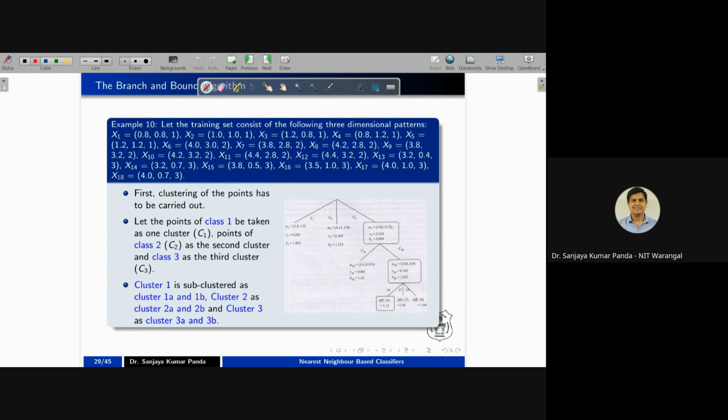So x1, x2, x3, x4, and x5 belong to class 1. Similarly x6 to x12 belong to class 2, and the rest belong to class 3. In this way we have made 3 different classes, groups or clusters. Now cluster 1 is divided into subclusters, cluster 2 is also divided into subclusters, and cluster 3 as well. We are going to divide them, which is why it is called the branch and bound algorithm.